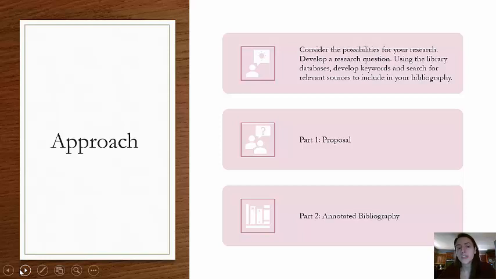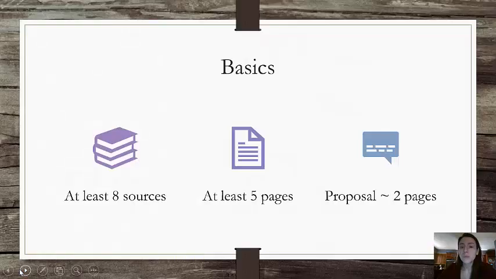That's the part where you list your sources and summarize them. I'm going to talk through each of these two major parts and what they look like in this video. As we move through that discussion, remember that this project needs to include at least 8 scholarly sources.